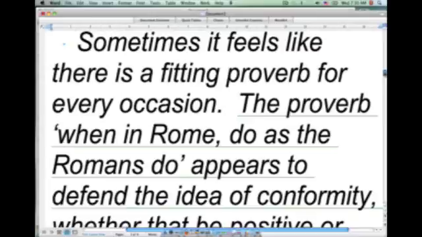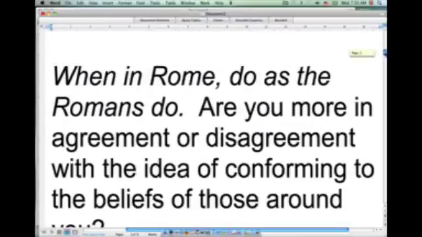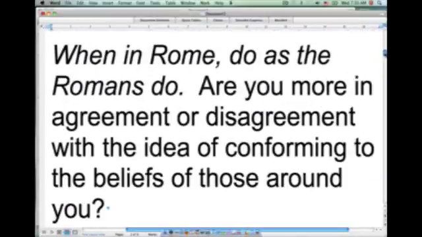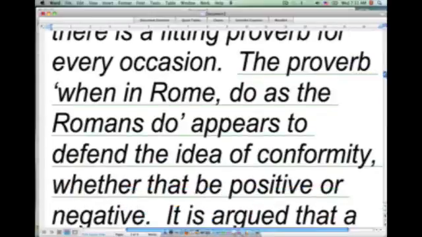Okay, actually what we'll do is we'll read the question first just to ensure that we're answering it correctly. So when in Rome, do as the Romans do. Are you more in agreement or disagreement with the idea of conforming to the beliefs of those around you? Sometimes it feels like there is a fitting proverb for every occasion. The proverb, when in Rome, do as the Romans do, appears to defend the idea of conformity, whether that be positive or negative.